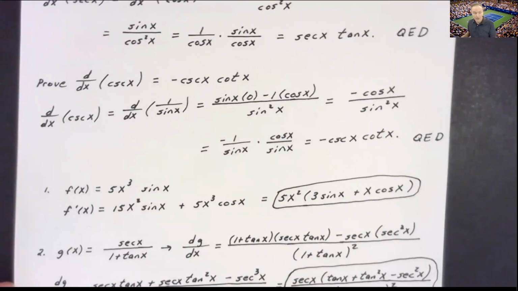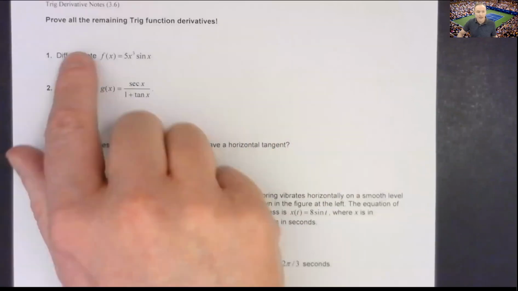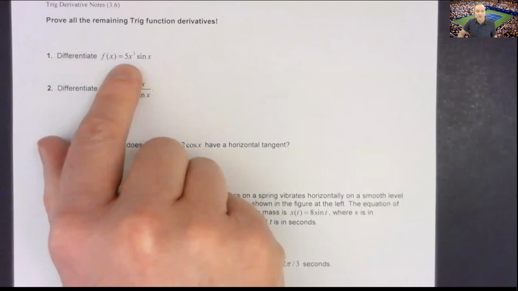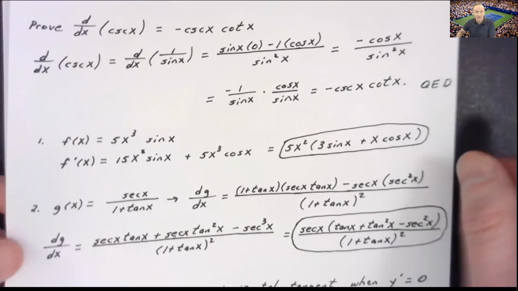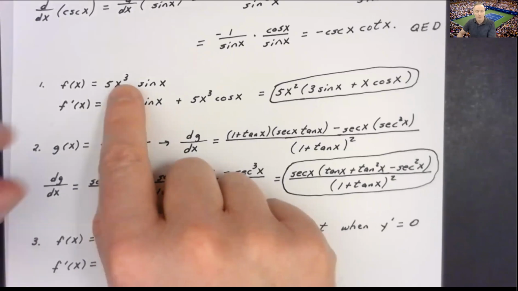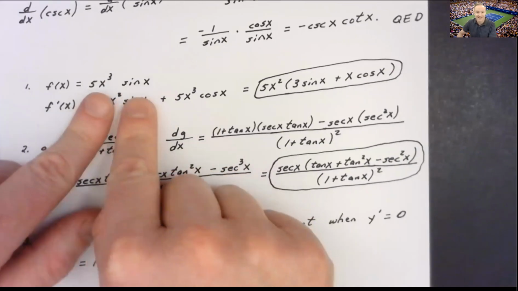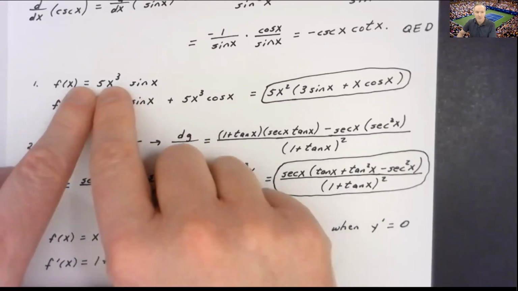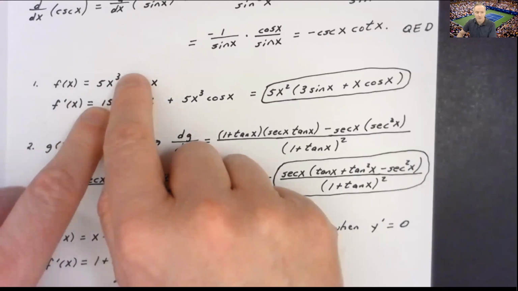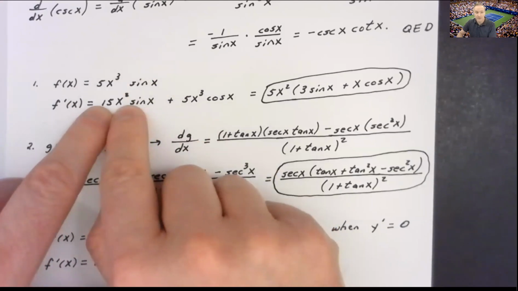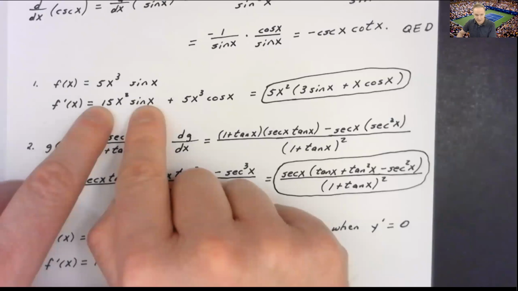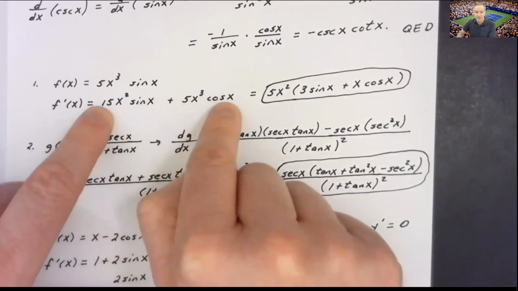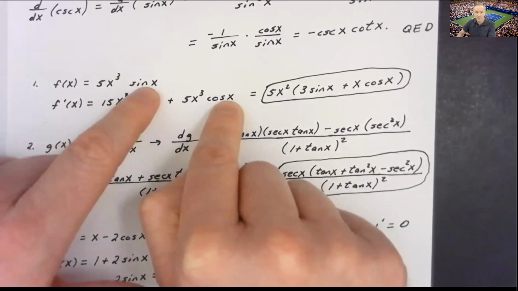Okay, now, if I look at my problems here, I ask you to differentiate f of x is equal to 5x cubed times the sine of x. So I can say, okay, no problem. I do need to understand that it is a product rule. I have a differentiable function times a differentiable function. So I would say, well, the derivative is going to be the derivative of the first, which is going to be 15x squared, times the second, plus the first, 5x cubed, times the derivative of the second. Well, derivative of sine is cosine.